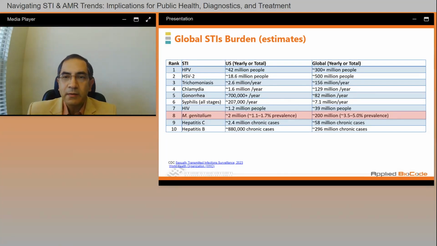I've already showed you a slide, but I would like to highlight another important pathogen that I will be discussing through the rest of my talk. Mycoplasma genitalium, or Mgen, is another common curable bacterial cause of STI worldwide. Mgen is an emerging STI that causes urethritis, cervicitis, and pelvic inflammatory disease. In the US, more than 2 million cases, and worldwide, more than 200 million cases of Mgen infections are recorded every year.